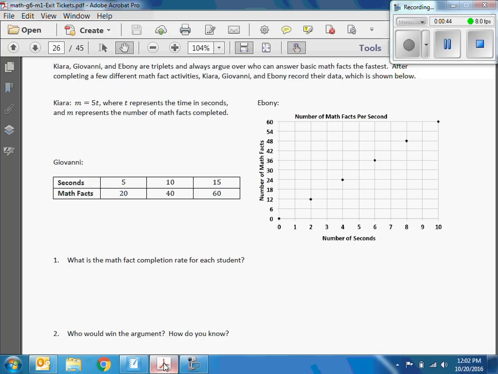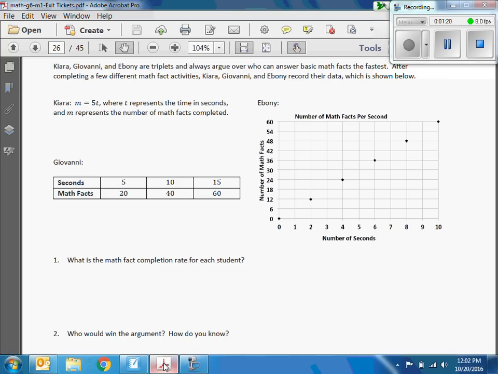All right, lesson 19's exit ticket says Kiera, Giovanni, and Ebony are triplets, and they always want to argue over who can answer basic math facts the fastest. After completing a few different math facts activities, Kiera, Gio, and Ebony record their data, which is shown below. Now, in order to determine a constant rate that they're all doing these problems, we have to know what K is. So let's begin by talking about where does K come from?